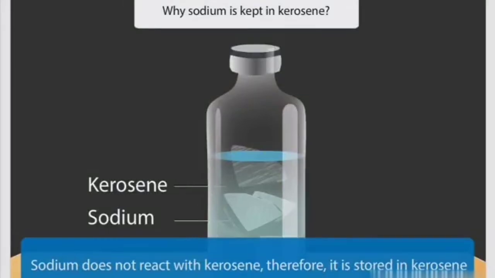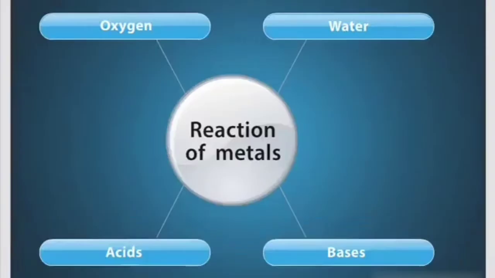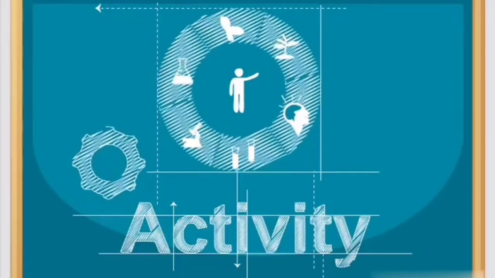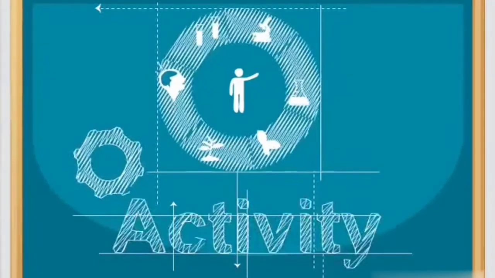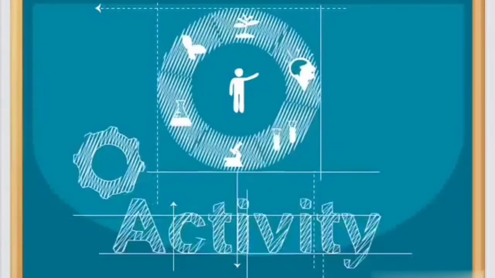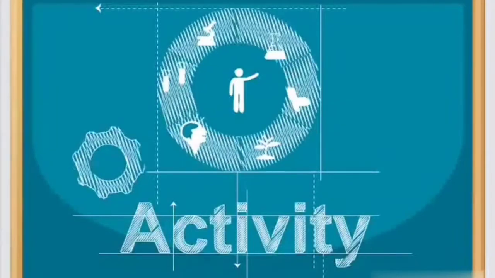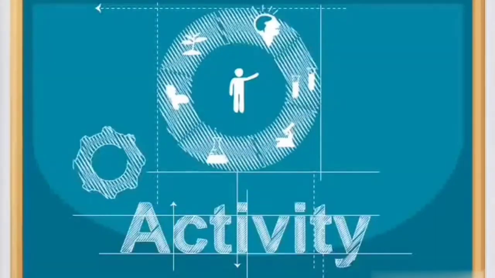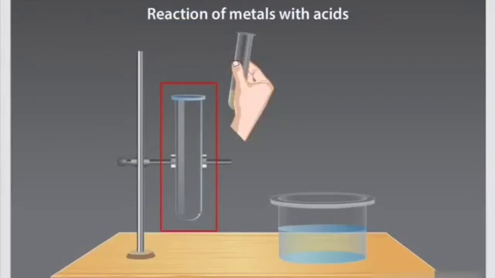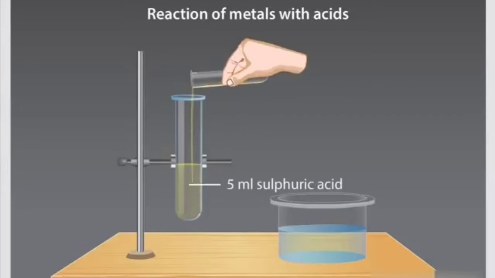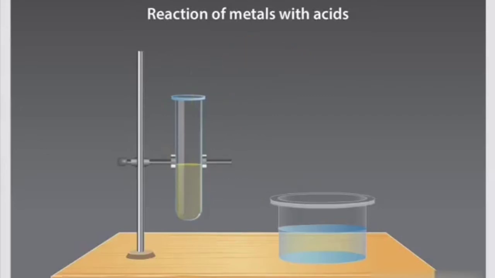Third, reaction of metals with acids. When metals react with acids, hydrogen gas is formed. Let us see an activity to prove this. Take a test tube and a beaker. Pour 5 ml of dilute sulfuric acid into the test tube and 20 ml of soap solution in the beaker.